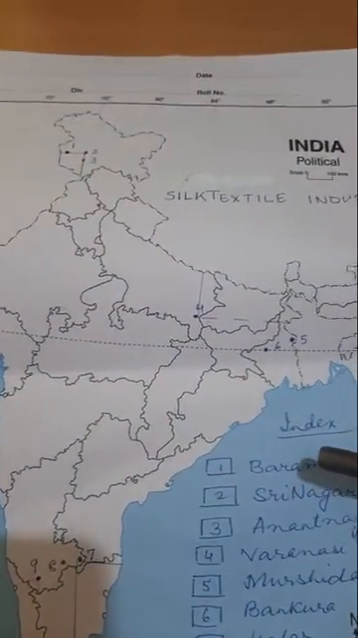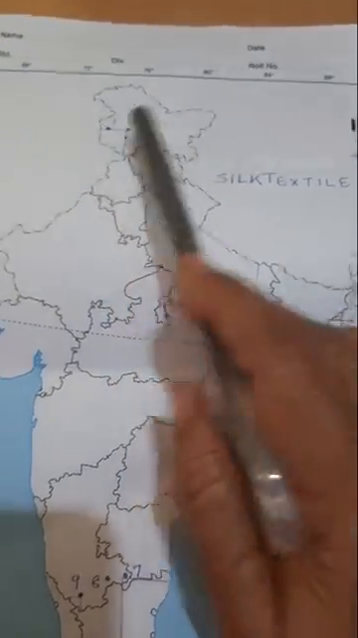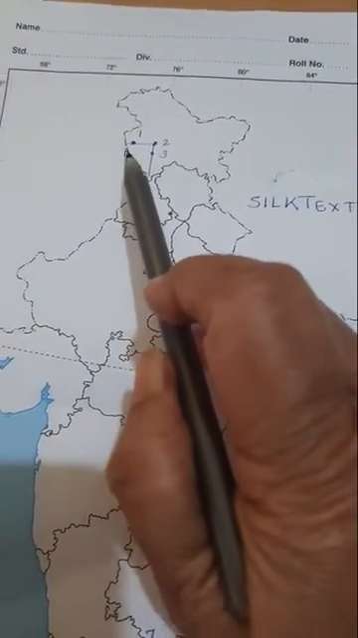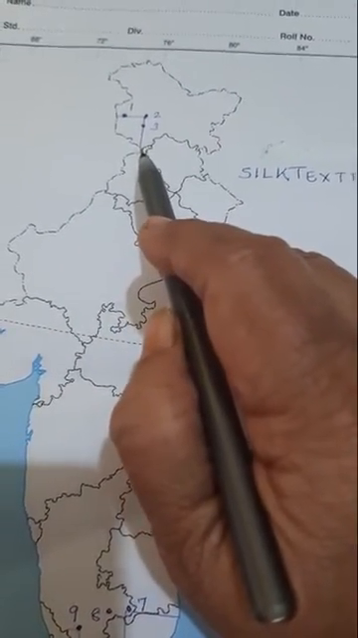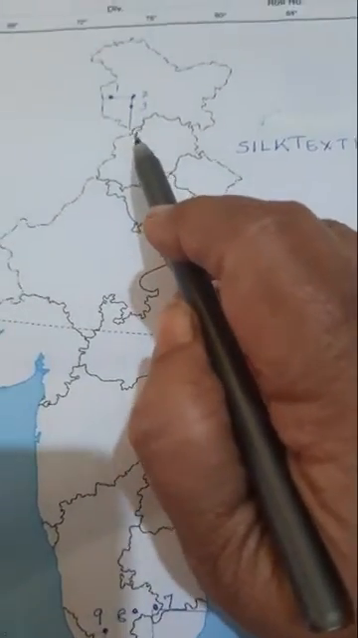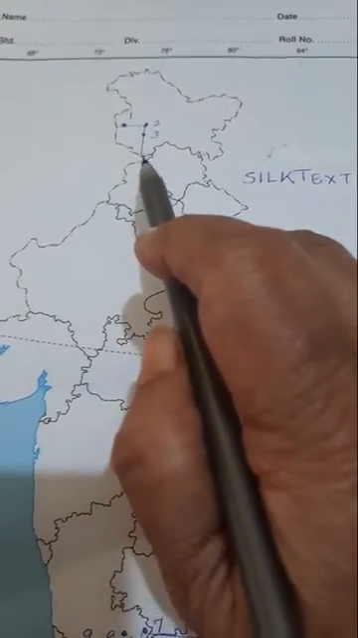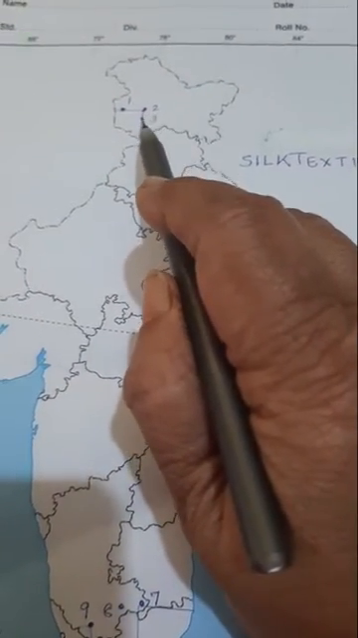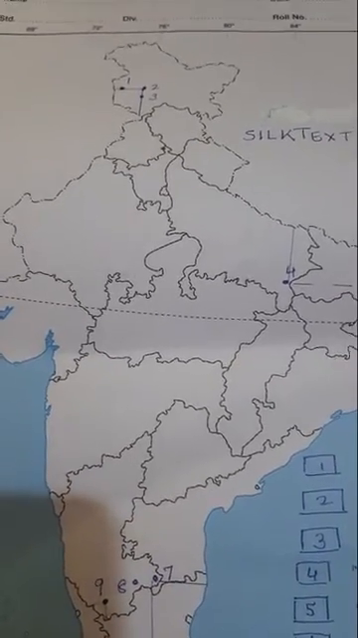The second one is Srinagar. So for locating Srinagar, I have taken one line from this place, that is just in line with Baramulla, almost midway between this line. So this is one line. The other line I have taken at the point where the state border between Kashmir and Punjab is there, from this point. So the meeting point is our Srinagar, and just a little bit below Srinagar we have the third place, that is Anantnag. So these three locations, I hope it is very clear.